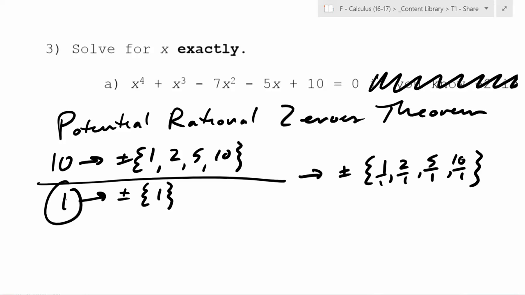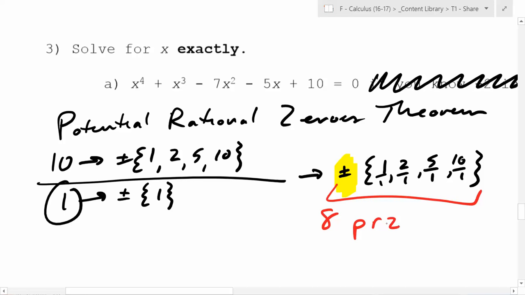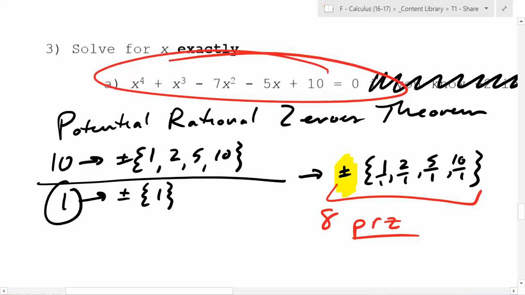How many potential rational zeros are there? Careful. How many? 8. 8, because it's plus or minus. This tells us there are 8 potential rational zeros. There are 8 of them. What does that mean? Literally what those words state. If this has rational zeros, meaning if it has rational numbers that make it 0, they'll be in that list.